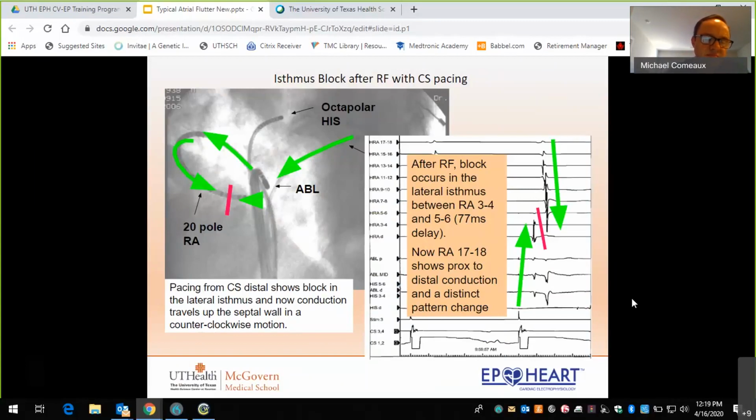Honestly, if I've got bidirectional block and differential pacing and even my double potentials more than 110, I'm done. I don't even wait. I pull catheters out and we're like, yeah, end of case, end of procedure.